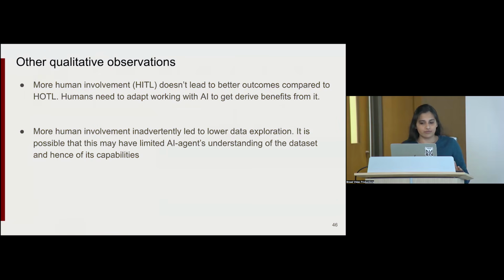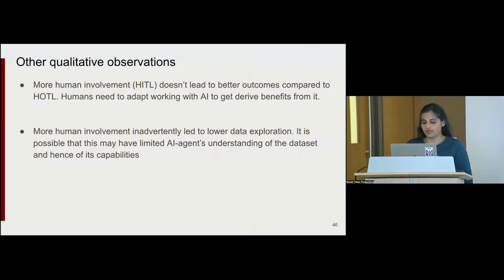More human involvement we noticed was leading almost always to lower data exploration. So the agents initially would explore our data, but sometimes because humans have already looked at the data and they might be faster than these agents, they would have asked the agents to do something very specific and not allow the agent necessarily all the time that it wanted to explore the data. And that sometimes we felt was limiting the AI agent's understanding of the data set.